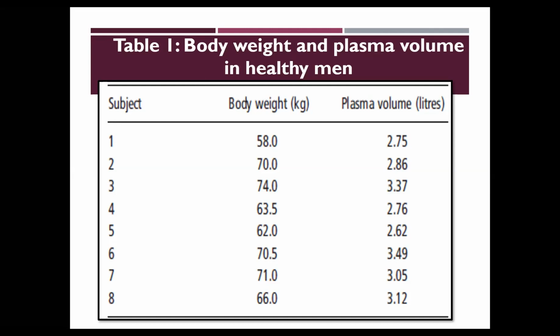Let's look at one small example. Suppose you have data like body weight and plasma volume in healthy men. Here we have weight measured in kilograms and plasma volume measured in liters. As a researcher, suppose you're interested to know whether the two variables are related. What you usually do is plot a scatter diagram. You look at the direction of the relationship, whether as one increases the other is increasing, or as one increases the other is decreasing.